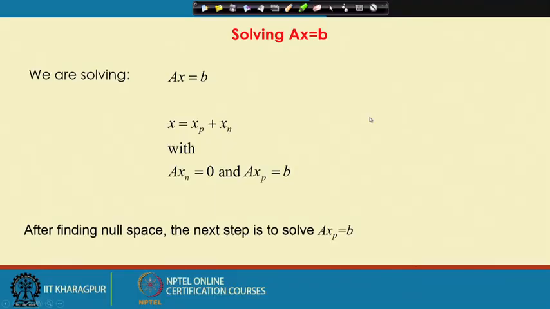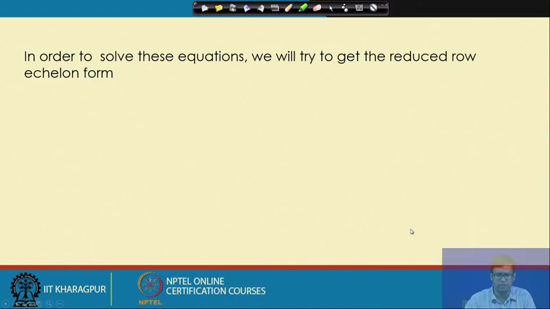After finding the null space, the next step will be solving Ax is equal to b. In order to solve the equation, we will try to get the reduced echelon form, and Ax = b will become Rx = c.